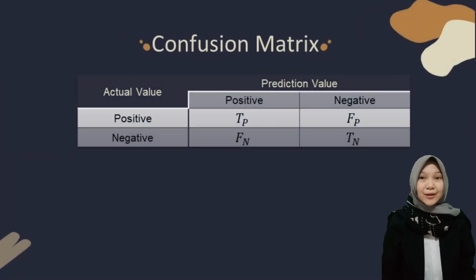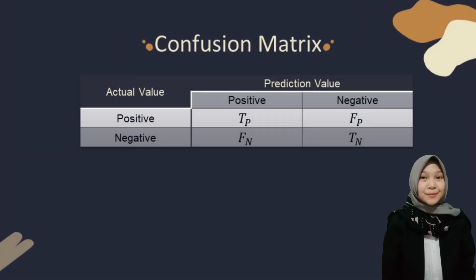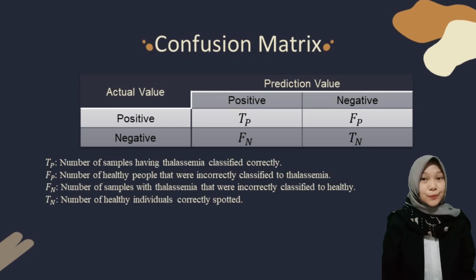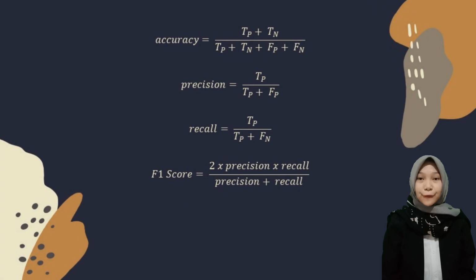To calculate accuracy, a confusion matrix is used. This is the table of the confusion matrix. There is TP or true positive, FP as false positive, false negative, and true negative. Now, take a look at the formula. This is the formula of accuracy, precision, recall, and F1 score. And now, I would like to move on to the next part.